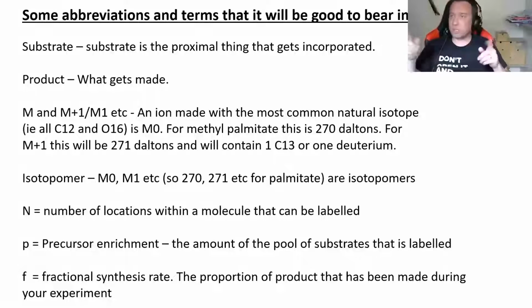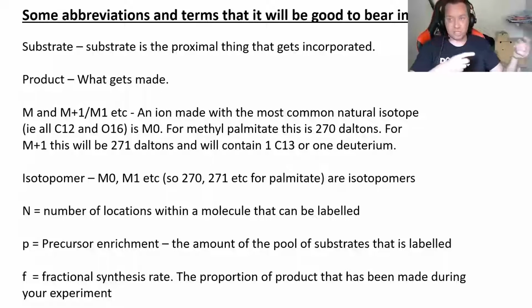So if we're doing a study where we use deuterated water, there are 33 hydrogens in a palmitate, and we'll come on to discuss the point, but there are only some that can be exchanged with water in the cell. P is the precursor enrichment. So this is the amount of the pool of substrates that is labeled. A good example of this is a p-value with the deuterated water experiment. We do them in cell culture quite a bit at the moment, and we will use 8% deuterated water. So therefore our p-value is 8%.